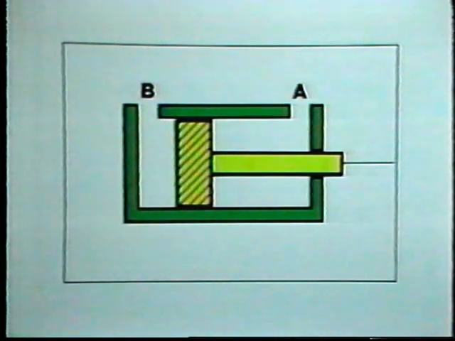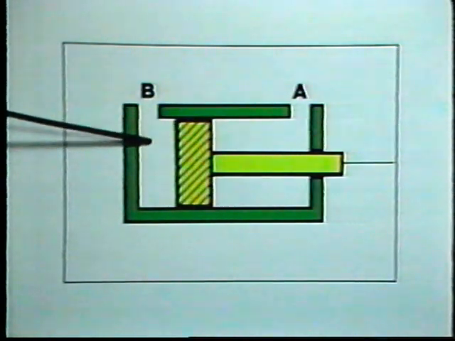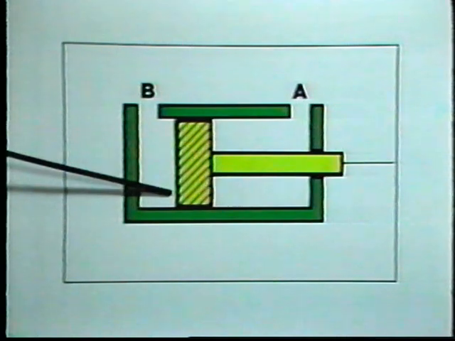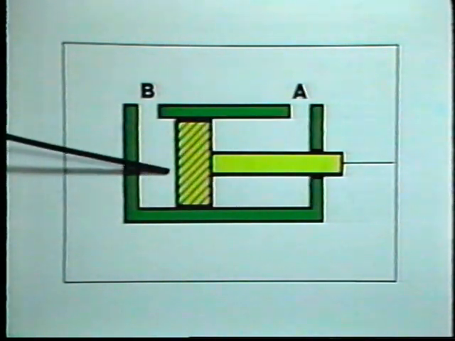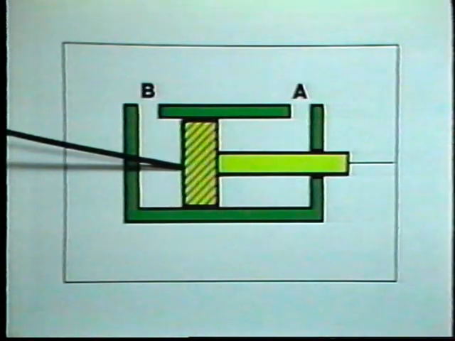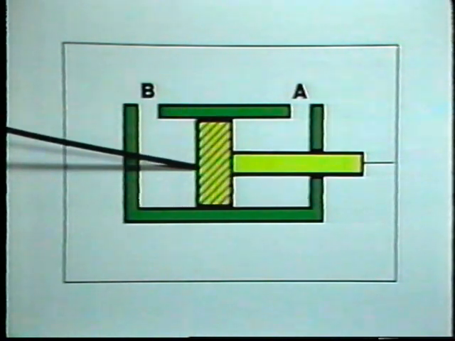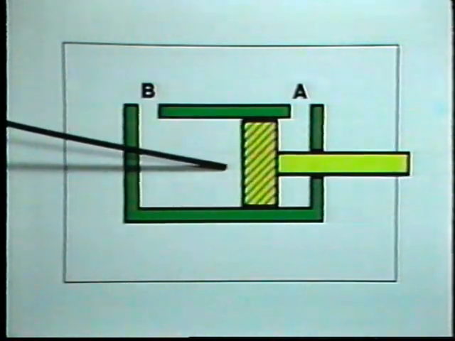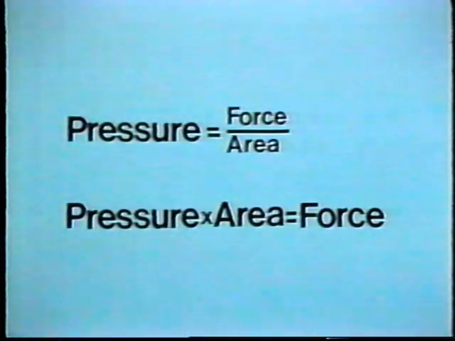When air pressure is put in here, the piston has a force applied to it. And if the force is great enough to overcome the resistance of the piston, the rod, and whatever load is connected to it, then the piston will move. How do we calculate the amount of force that a cylinder will deliver? We just reverse the formula we used a minute ago.